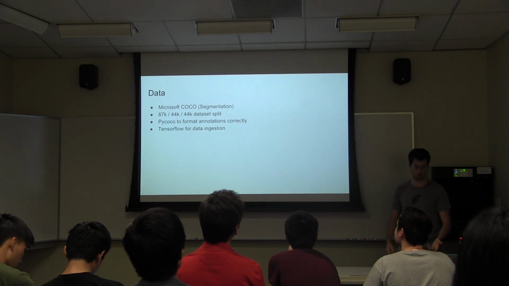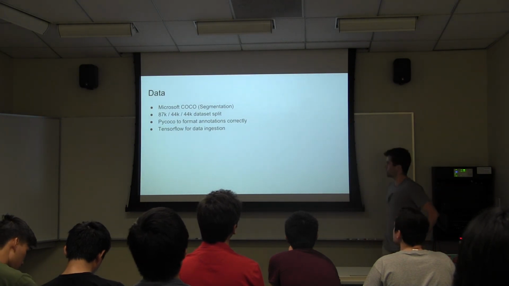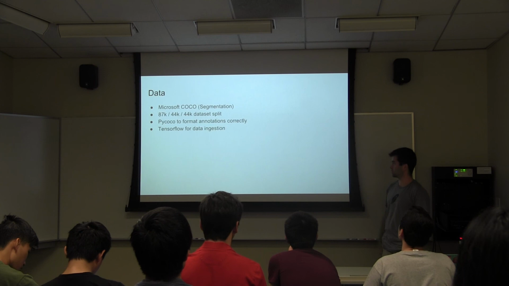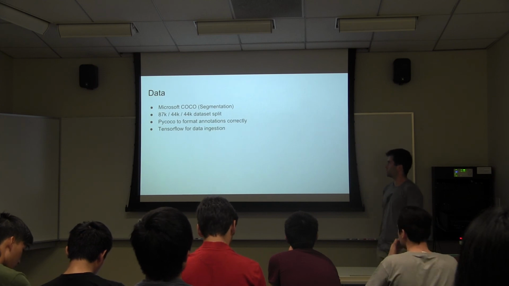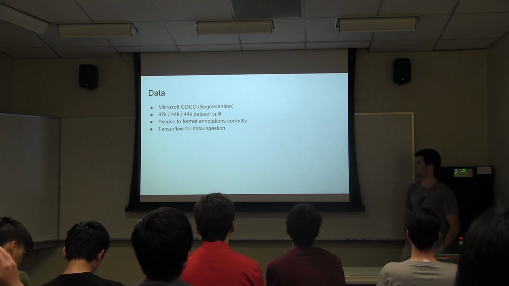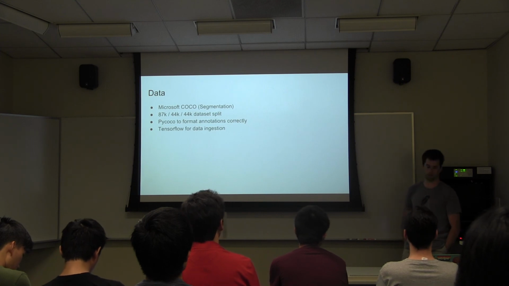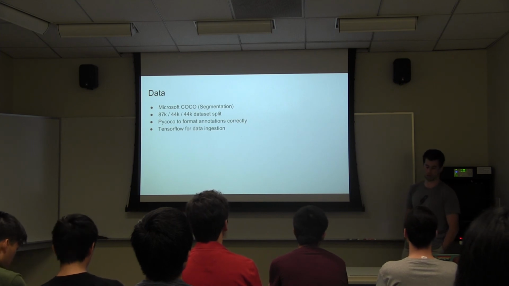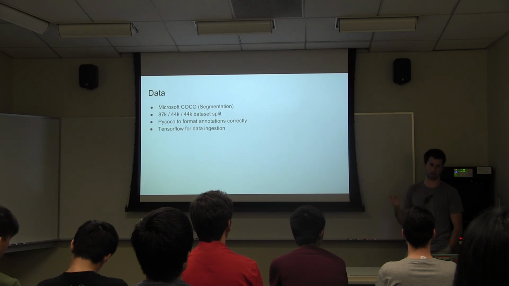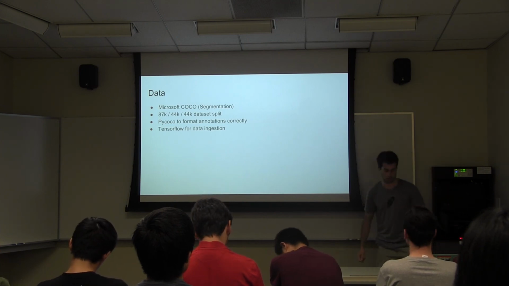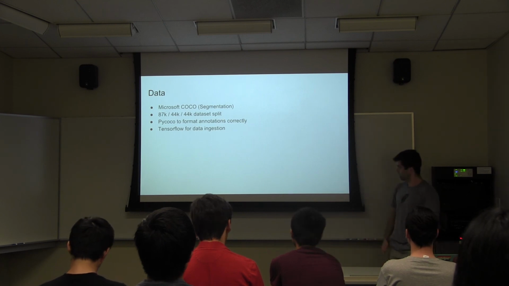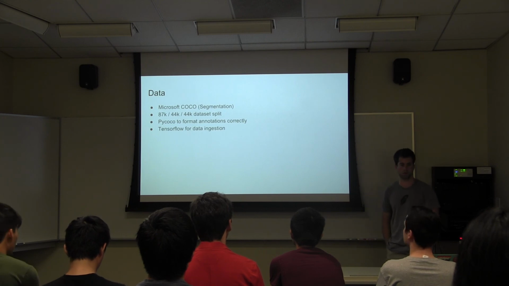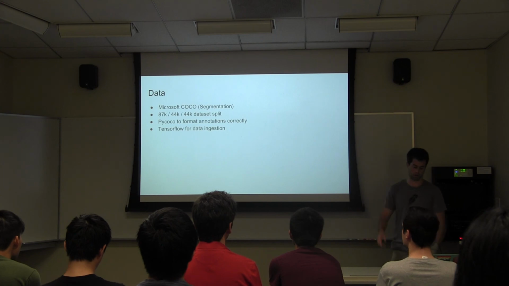So the data I worked on, the Microsoft COCO data set, has a ton of different data. And I used the Python tool to take all the annotations out of it. This data set also has captioning and all sorts of other different things, so I just extracted what I needed. And I also used TensorFlow for all the data pre-processing and ingestion, normalizing the hue, the brightness, all that, flipping.